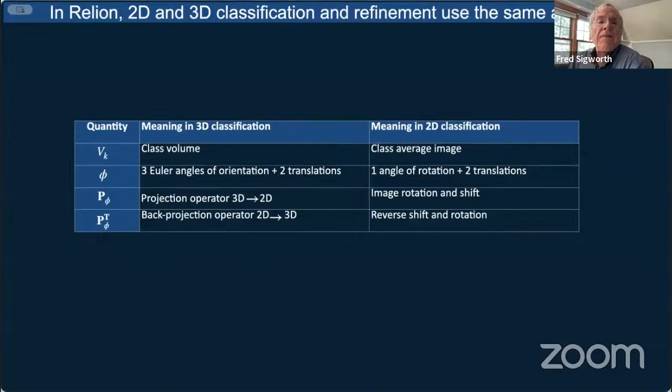Well, I told you about 3D reconstruction, but it's exactly the same algorithm. And in fact, Reliant uses literally the same program to do classification and refinement in 3D and 2D. Okay, I'm over time, but that's what I wanted to tell you.